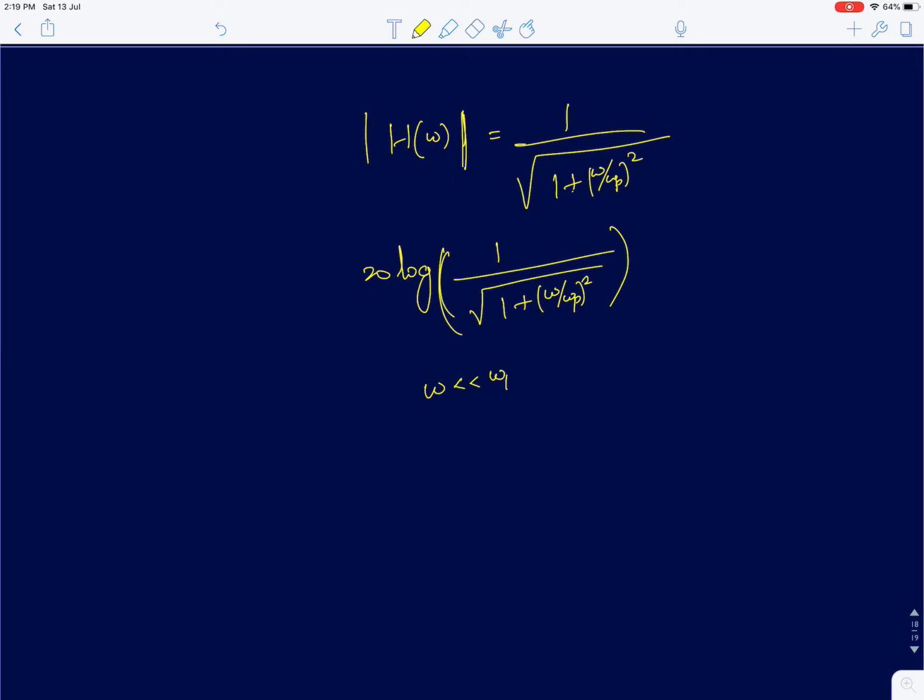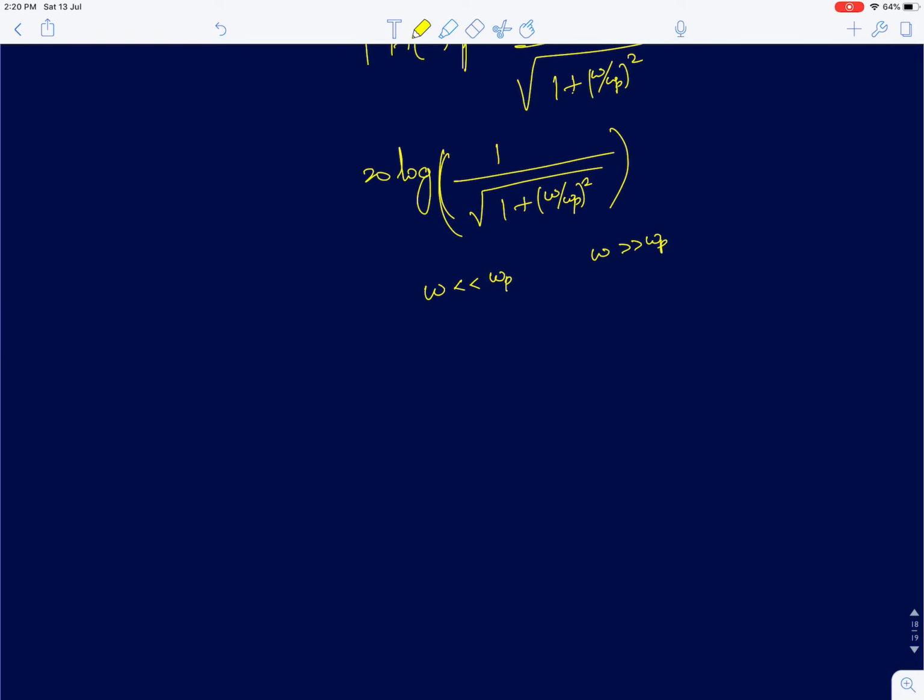To plot this function, first I'll plot it for two conditions: omega much less than omega p and omega much greater than omega p. When omega is much less than omega p, I can ignore this term compared to 1. It simply reduces to 20 log of 1, log to base 10, which is 0 decibels.